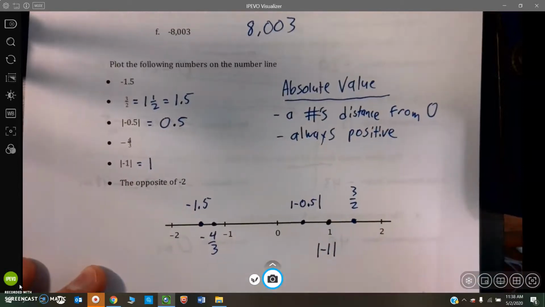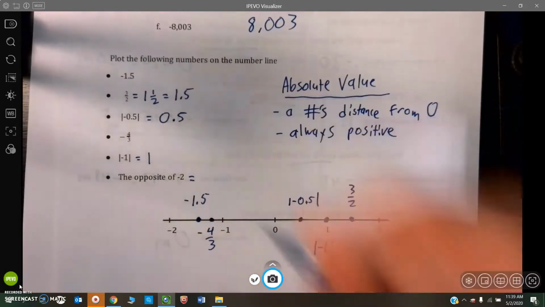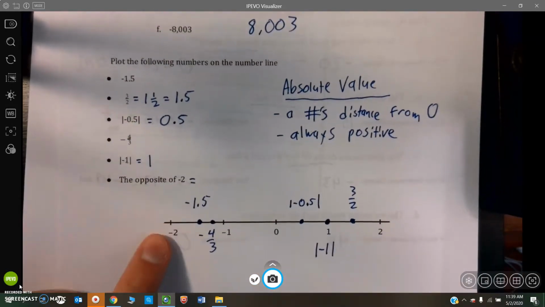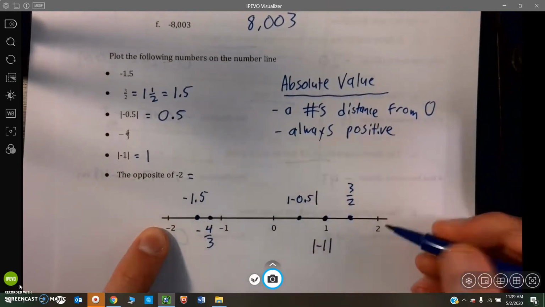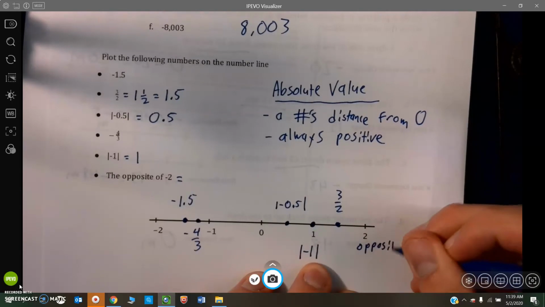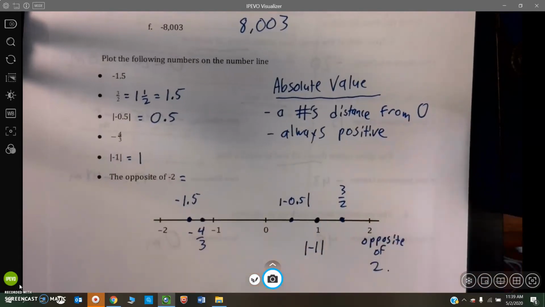That would go there. And then the opposite of -2, so once again, the opposite is a number that is an equal distance from 0. So here's -2. The opposite of it would be 2. Go here. Alright, now go ahead and complete the next 2 pages before watching the next video to check your work.